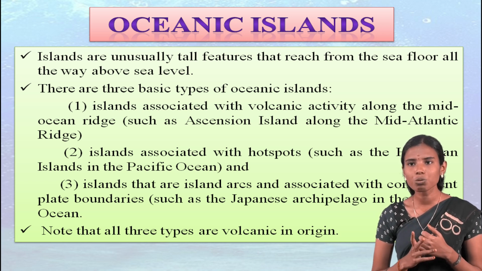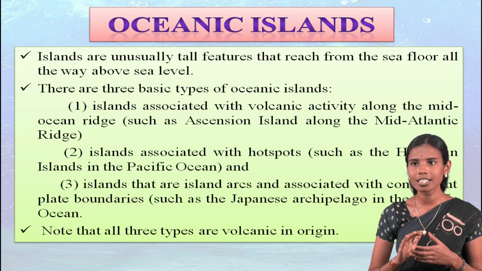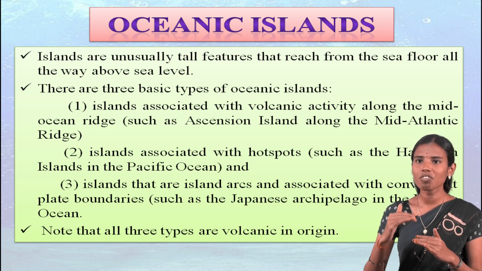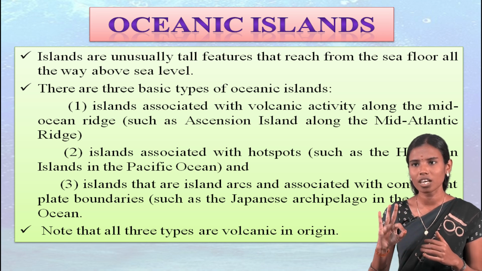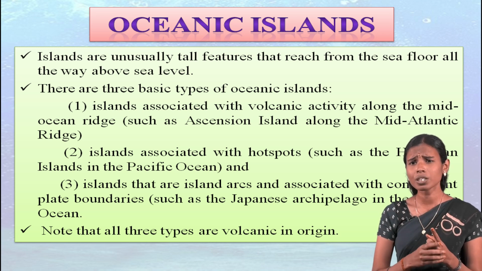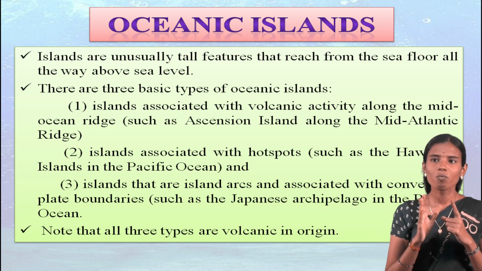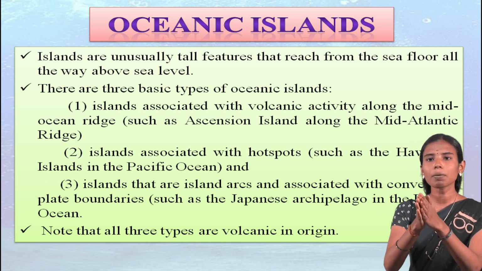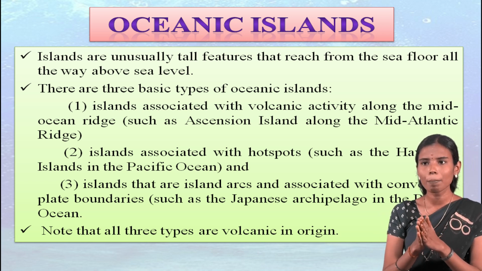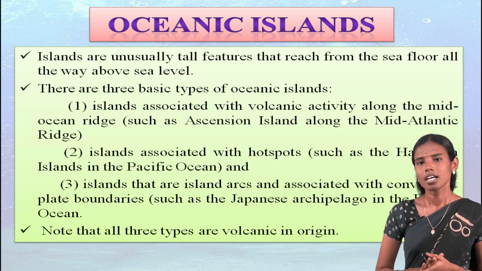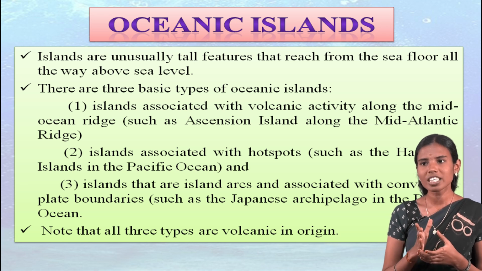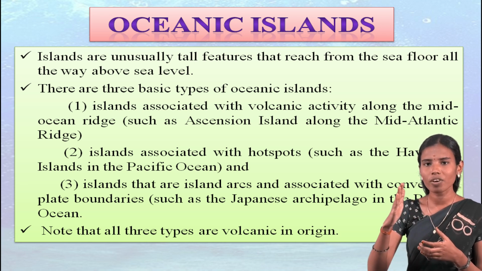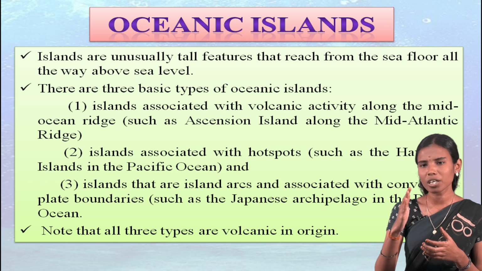Islands are unusually tall features that reach from the sea floor all the way above the sea level. There are three basic types of oceanic islands. First one is islands associated with volcanic activity along the mid-oceanic ridges. Best example is the mid-Atlantic ridge. Second is islands associated with hotspots. Best example is the Hawaiian group of islands which is located in the Pacific Ocean.